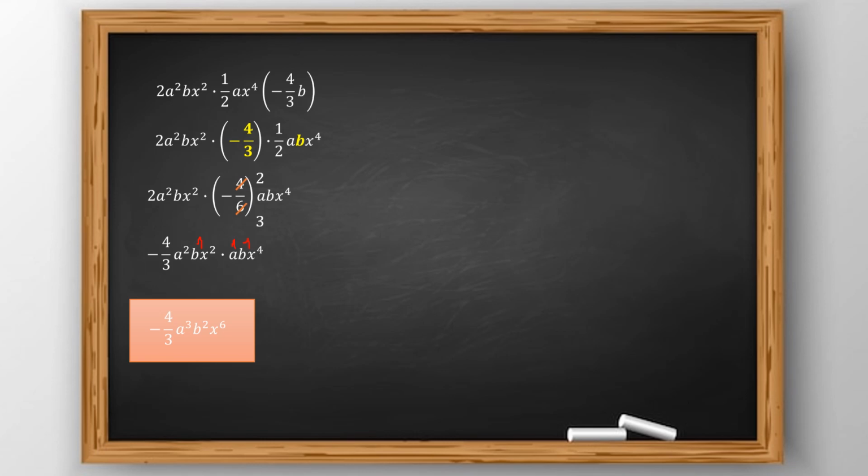for A, 2 plus 1, which is 3. For B, 1 plus 1, which is 2. And for X, 2 plus 4, which is 6. So our final solution is -4/3 a to the cube b squared x to the 6th.